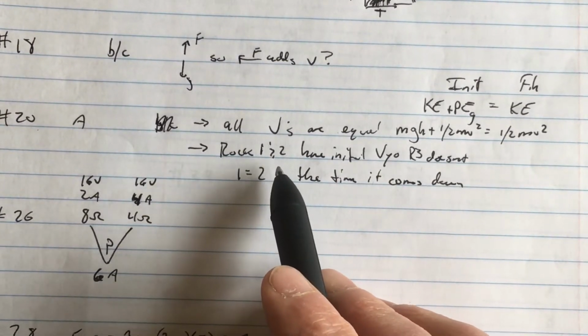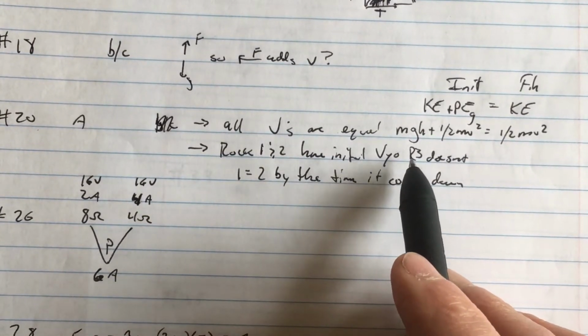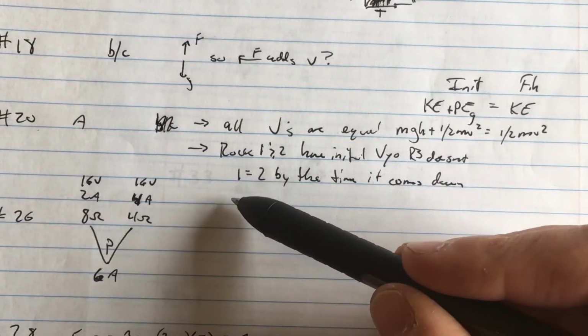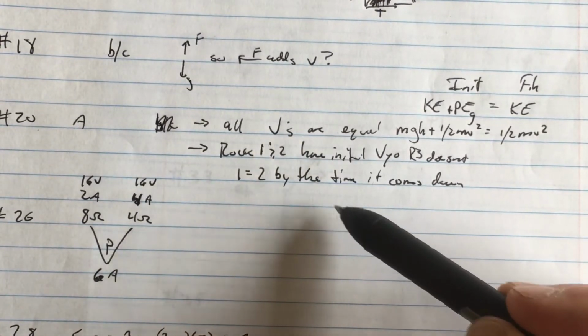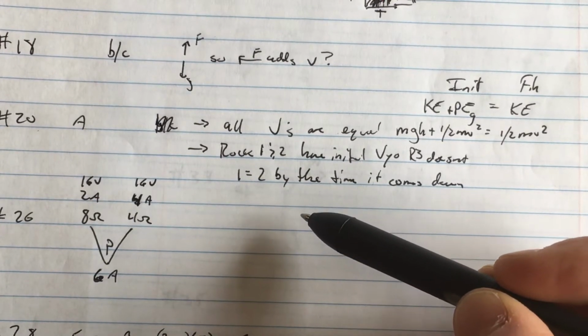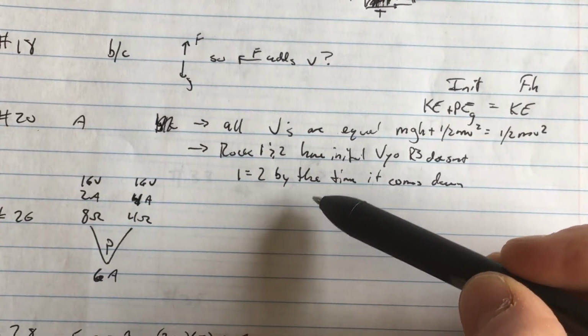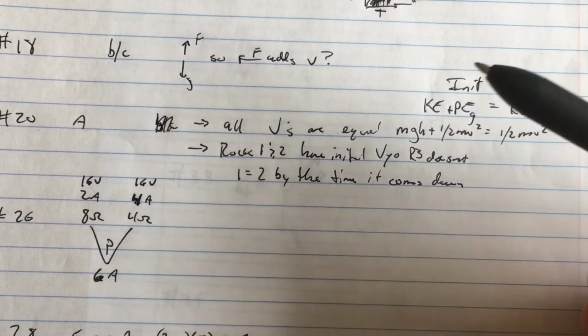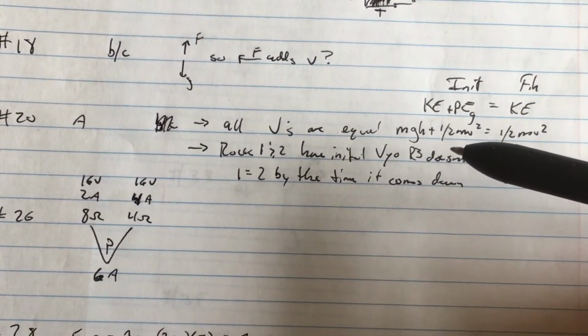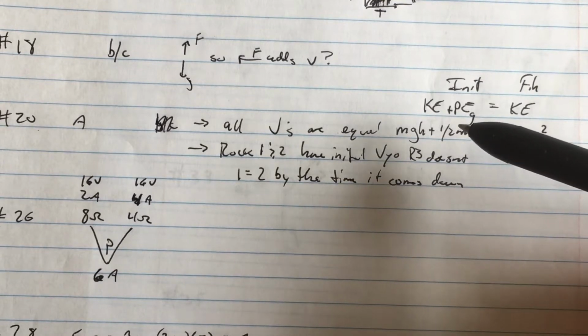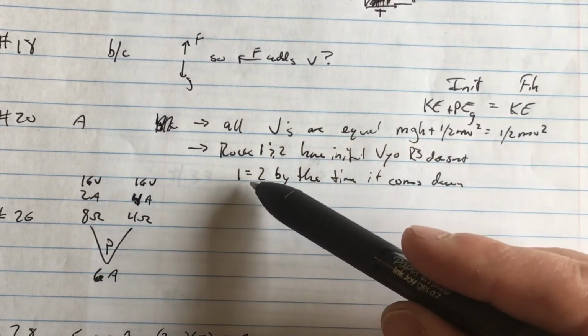So rock 1 and 2 have the same initial V_y0 because rock 1 goes up and back down. After it comes down a little bit on its way down, it looks just like rock 2. It's going down at 45 degrees. And remember, if I throw something up at 10 meters per second, it hits my hand back at 10 meters per second. So rock 1 is identical to rock 2 by the time it passes back down through the plane at which it was released. So 1 is equal to 2.